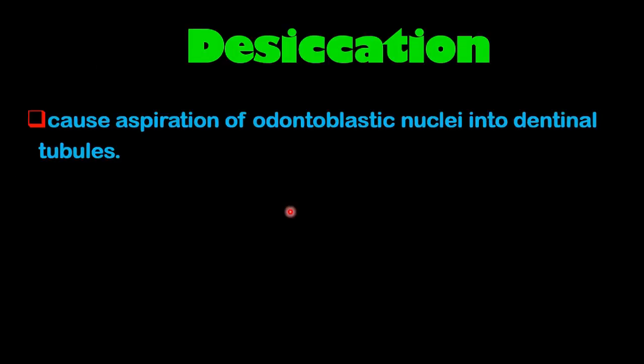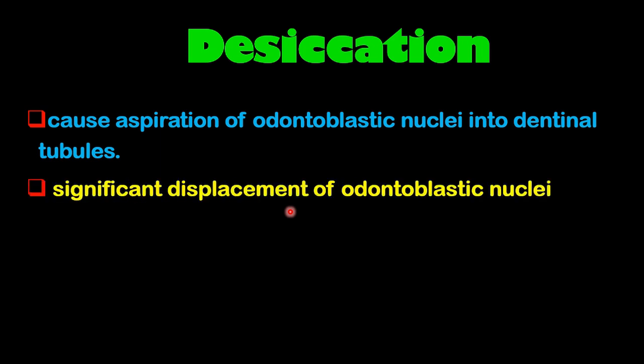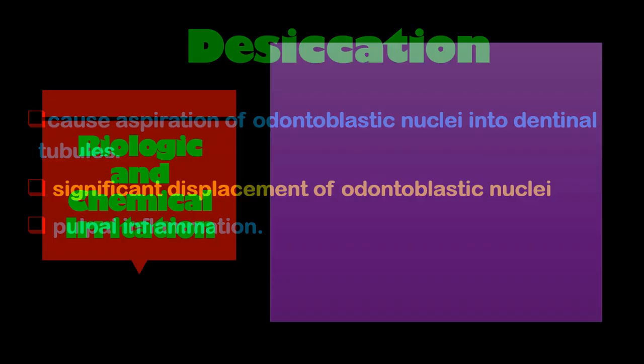Next factor is desiccation. During cavity and crown preparation, it has long been known to cause aspiration of the odontoblastic nuclei into the dentinal tubules, and there may be significant displacement of the odontoblastic nuclei, which may eventually lead to pulpal inflammation. A study has shown that as little as 30 seconds of continuous air drying can cause an uninflamed pulp significant displacement of the odontoblastic nuclei. And even the area of pulpal necrosis was related to the area that was dried.